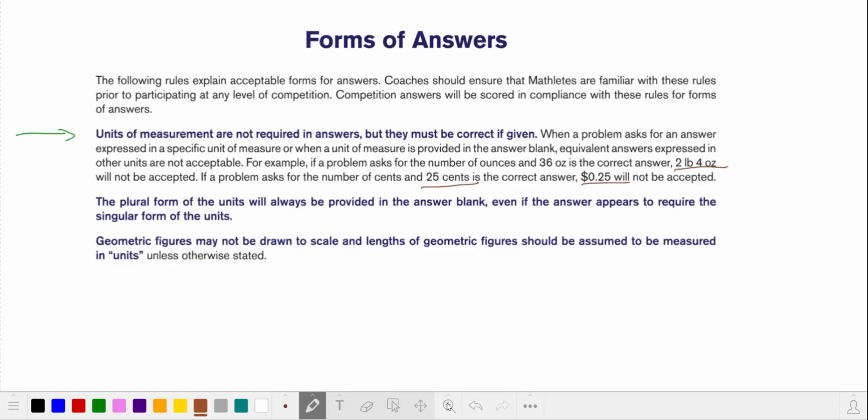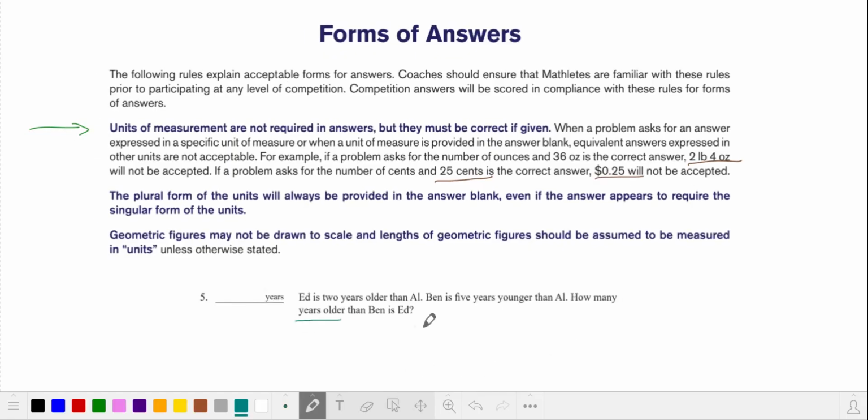Here's another example. This problem asks for how many years older Ben is than Ed. If the answer is 2 years and you instead decide to write in 24 months, this will be marked incorrect. When MathCounts prints the units into the answer blanks, they will always print it in the plural form. Here we see the units years are provided. Let's say you do your calculations and you find that Ben is 1 year older than Ed. Don't worry if you see the plural form of the unit, you can still write 1 in the answer blank.